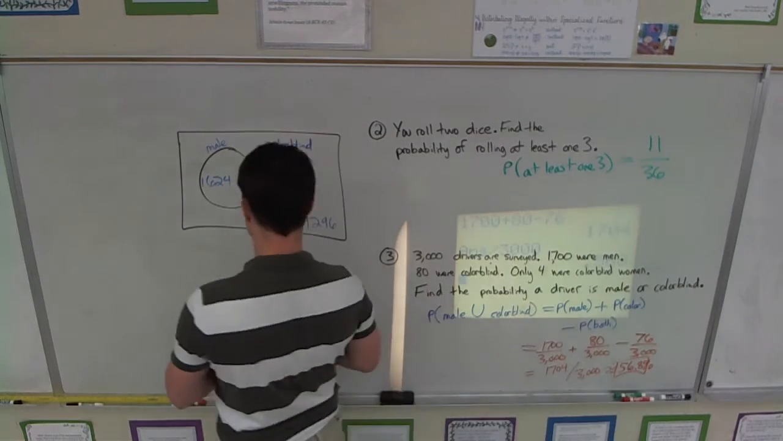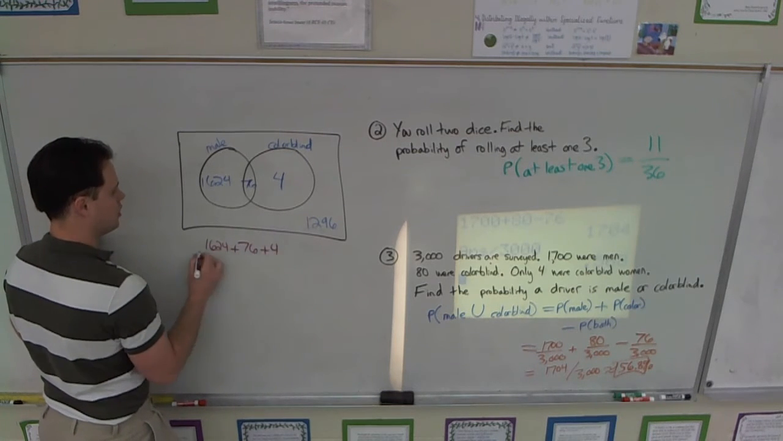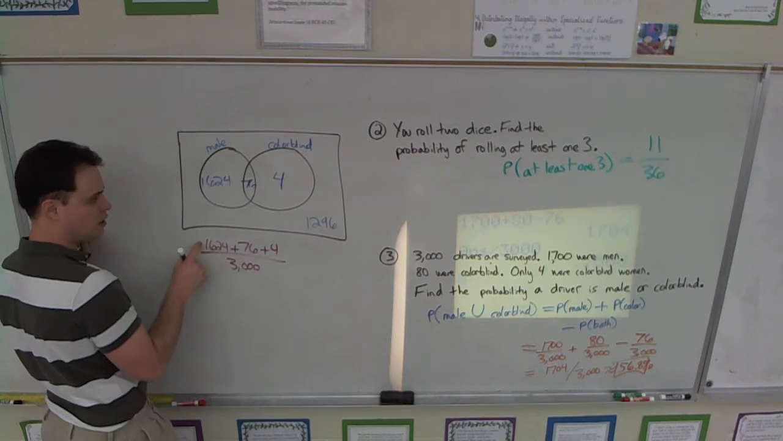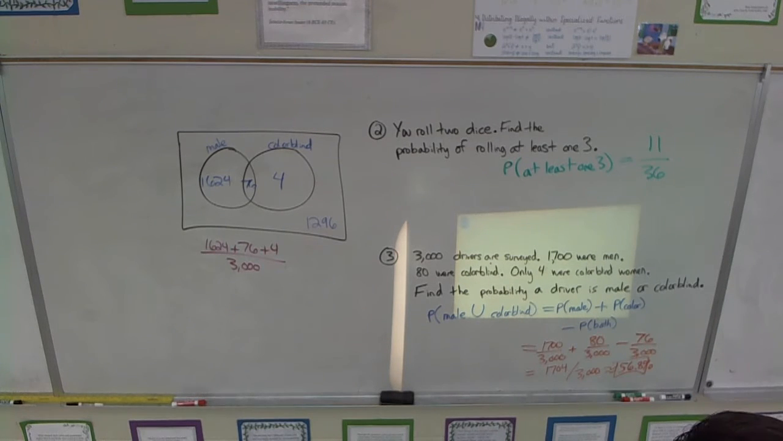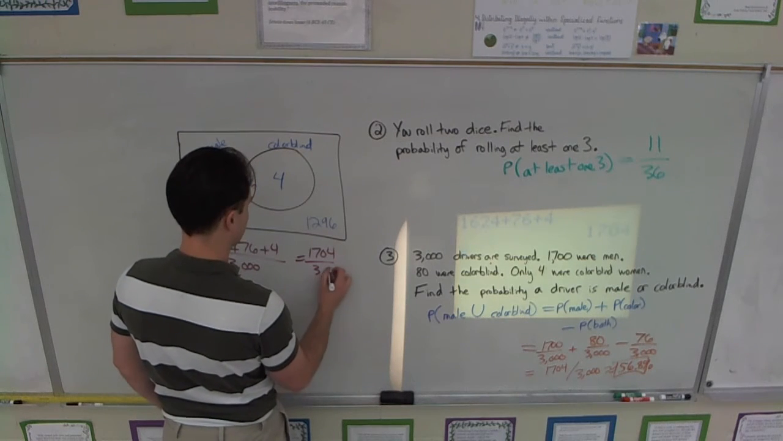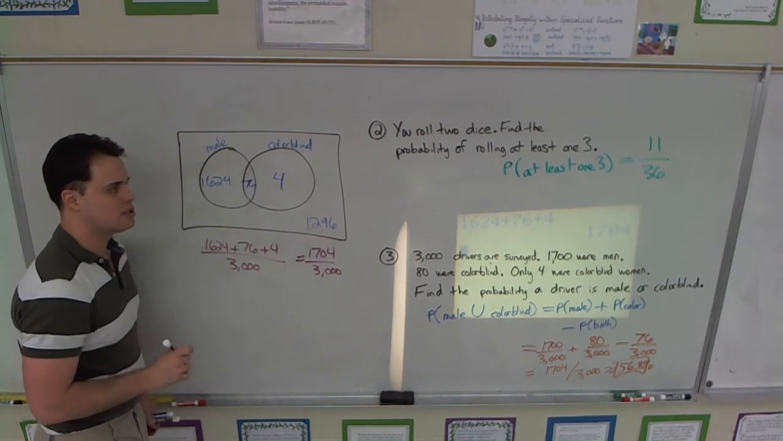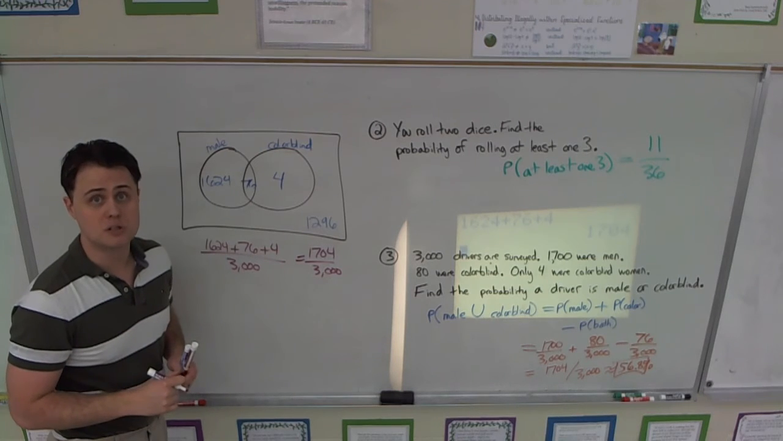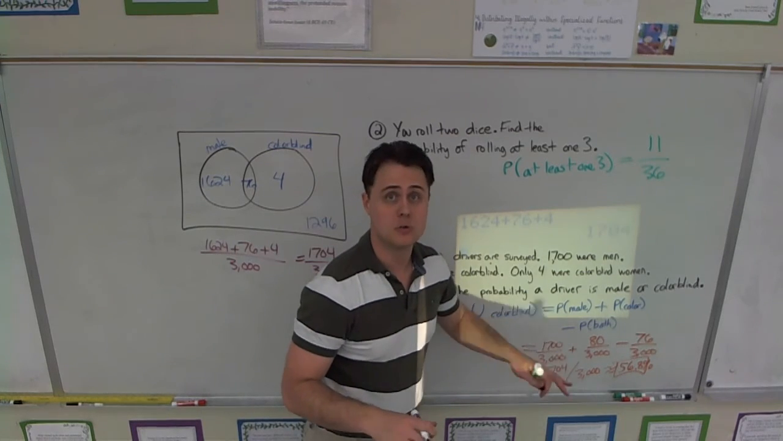If you did it the other way, you'll see you get the same answer. You're going to get 1624 plus 76 plus 4, all out of the total. And that should add up to that same 1704 number. If you don't believe me, add it up. And there you go. You can see that this is also 1704 divided by 3,000. The reason that these numbers don't quite match those numbers down there is that the way the Venn diagram is set up already makes sure or ensures that you don't count things twice. This rule avoids that at the beginning and then subtracts to avoid counting twice.